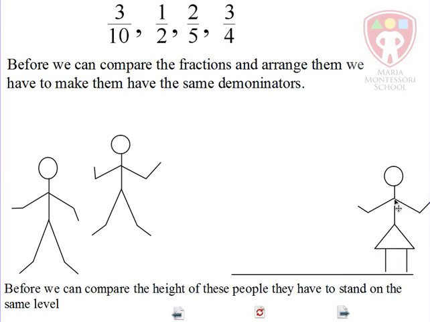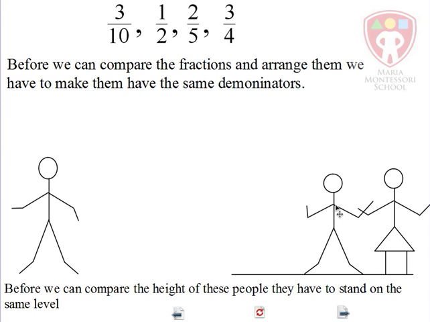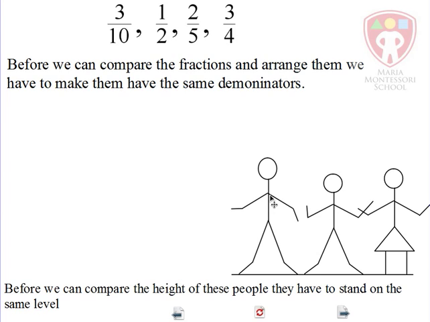So we can put our lady here on the line. Take this person here, put them on the same line. And lastly, take this person here, put him on the line. And immediately you see when you put them all on the same level, it's easy to see that, in fact, this one is the tallest, which it didn't look like at the beginning. So before you can compare fractions, you have to put them on the same level, and that means you have to arrange them to make them have the same denominators.